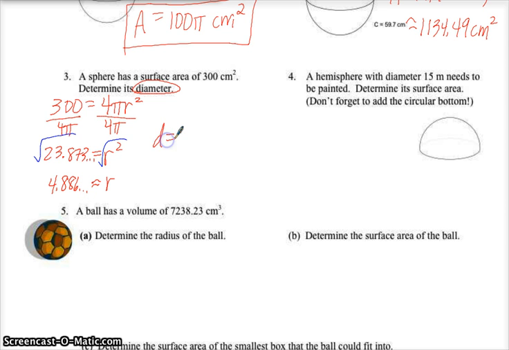The question asks for the diameter. So remember, the diameter equals twice the radius, so we're going to multiply this value by 2. Then when I round it to 2 decimal places, I get for my final answer 9.77. And then remember, it's a single dimension, so it's just centimeters to the first power.